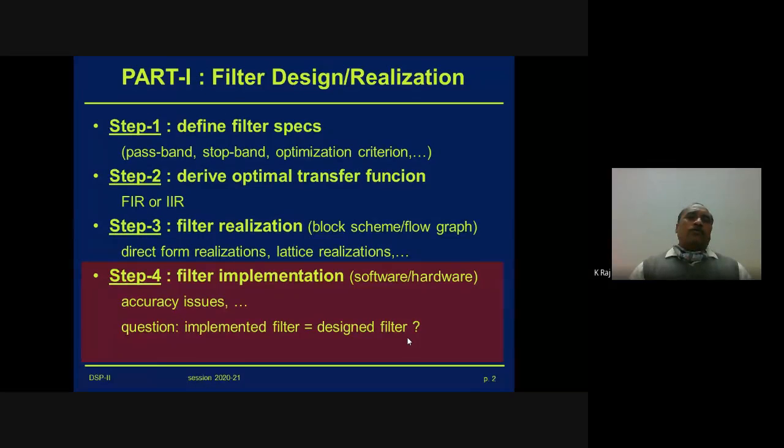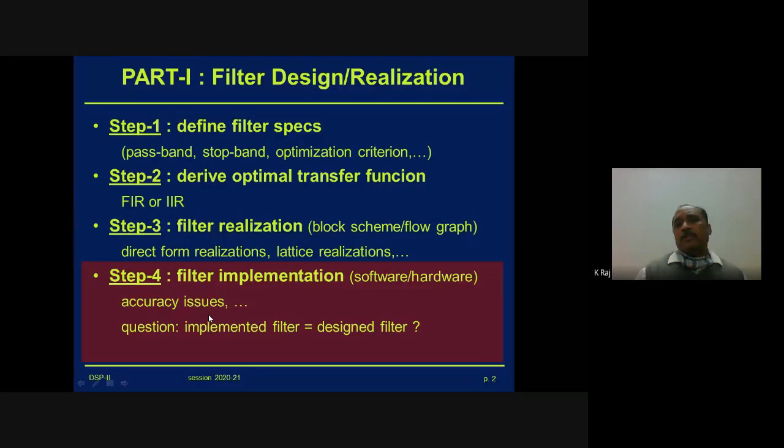Okay. So we are discussing the filter implementation in this lecture, and we know that during the designing we have to follow the 4 steps. The first step is to define the specification, and in the second step we have to derive the optimal transfer function for the FIR or the IIR. In step 3 we have to use the filter realization, that is the filter block diagram and flow graphs, the direct form realization and the lattice realization. And step 4 is the filter implementation, that is related to the hardware implementation or the software implementation.